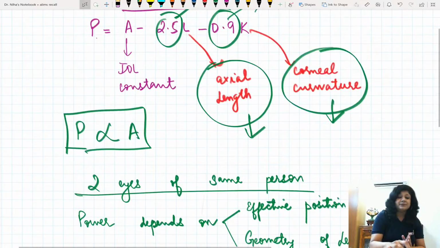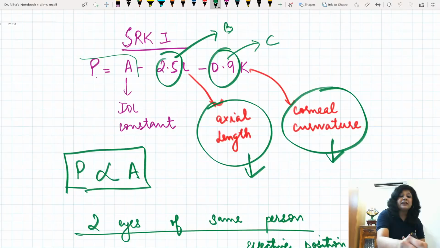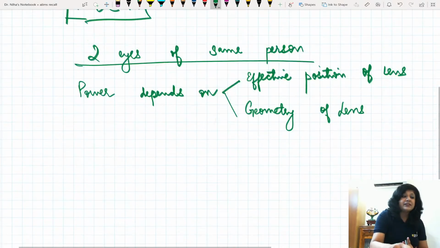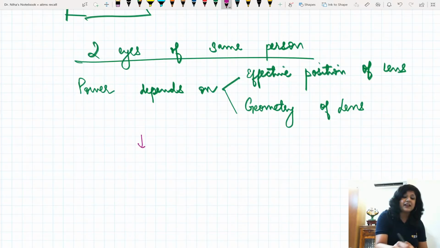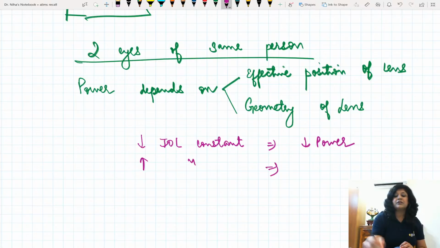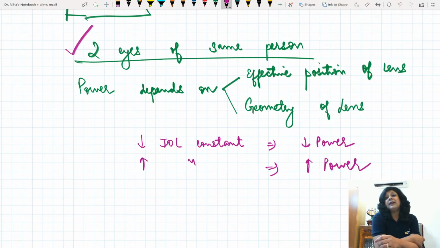Because otherwise we are saying that basically this power is dependent upon A. So that will say that if I have the lesser IOL constant, then this person will require less power, and if it is more IOL constant, then this person will require more power. So actually it is not, and actually it is dependent upon the geometry as well as effective position.